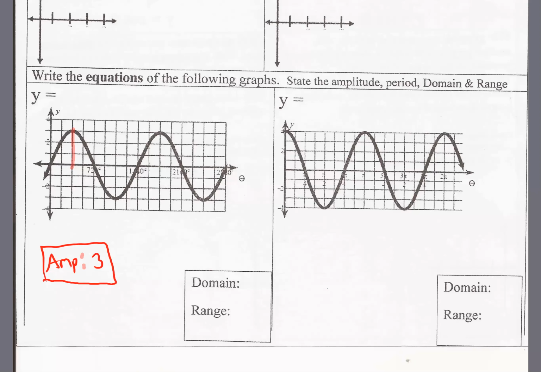From that I can quickly tell the domain and the range. The domain is all real numbers, so theta is all real numbers. For the range, y is between negative A and A, so negative 3 and 3.